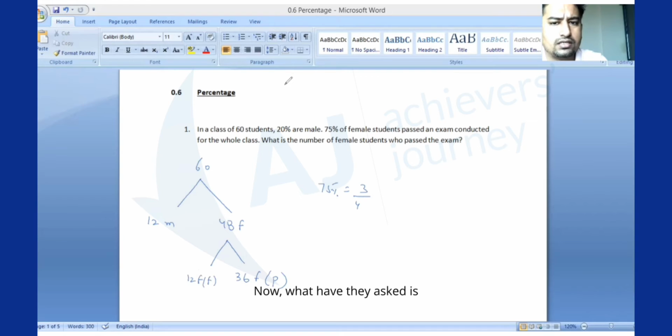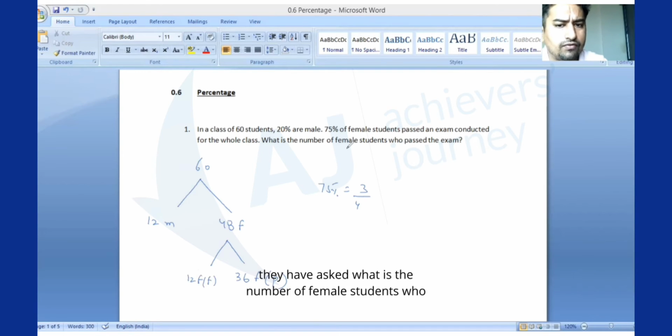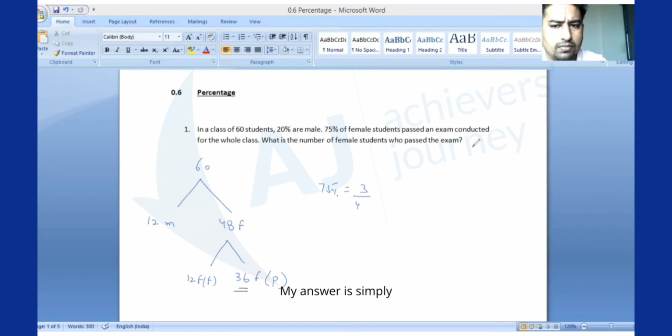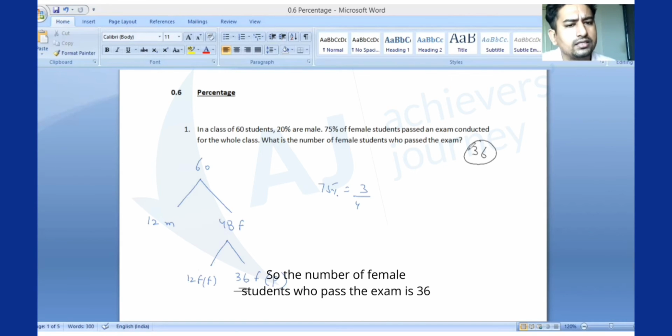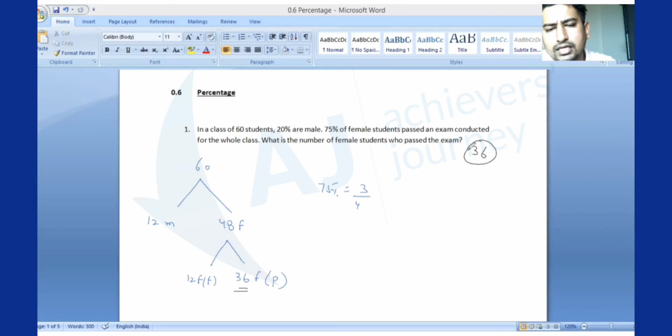Now, what have they asked us? They've asked what is the number of female students who passed the exam. So what is my answer here? My answer is simply 36, right? Very basic question just to give you an understanding of how percentage works. So the number of female students who passed the exam is 36. Clear? Okay, let's take up the next question then.